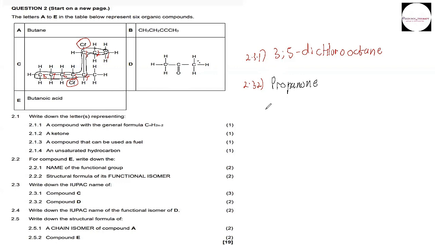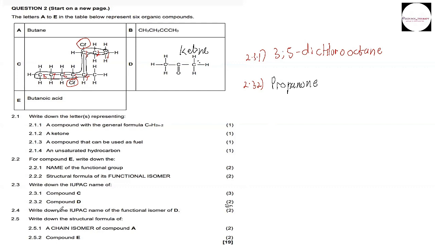You are not supposed to say this is propan-2-one, because this is the smallest ketone that you can have. So you just name it propanone. So there was a catch in that name. That 2 mark was not just for free. If you had written propan-2-one, they would mark you wrong.